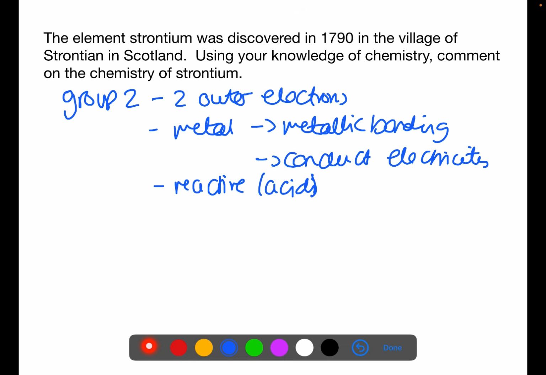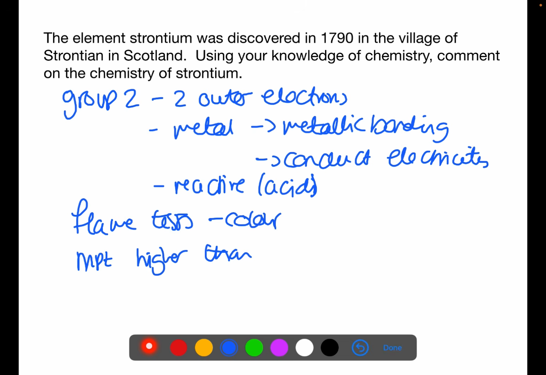Another thing you could look at is that metals, when you do flame tests, have colour. So there is potential that this would have a colour if you were to put it in a flame test as well. If you look at the patterns going down the groups in terms of melting points and boiling points, so melting point will be higher than those above it in the group.